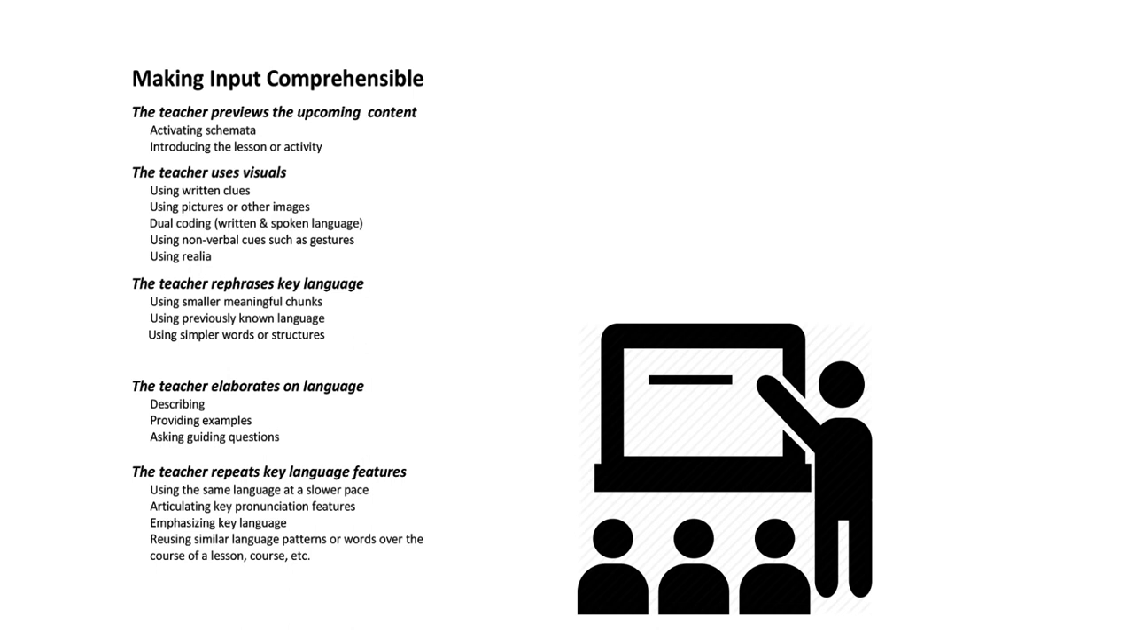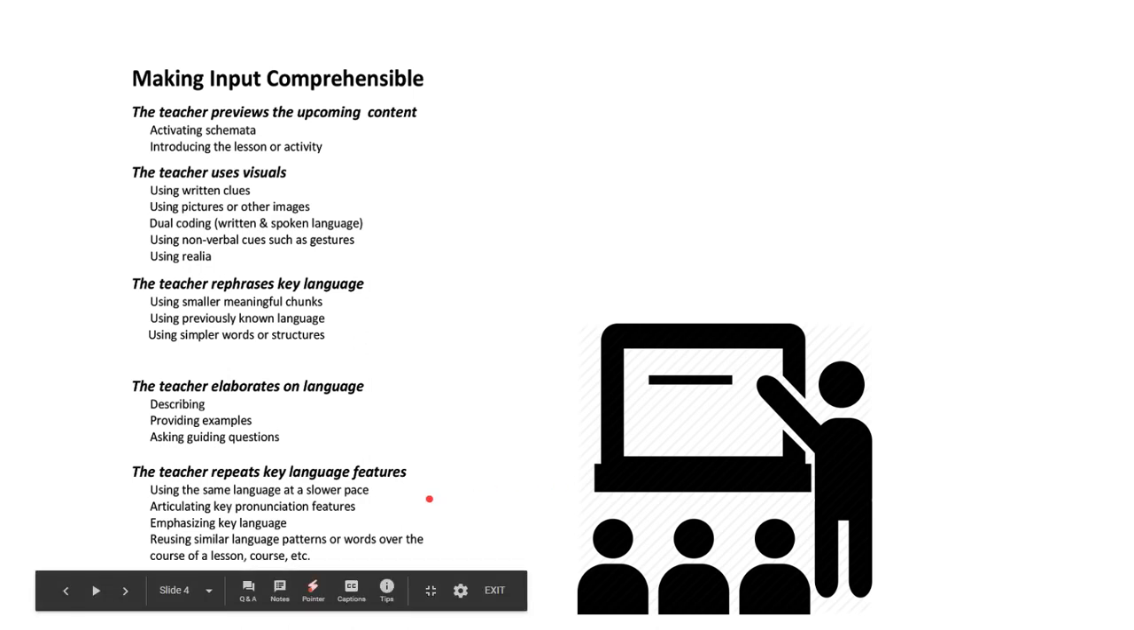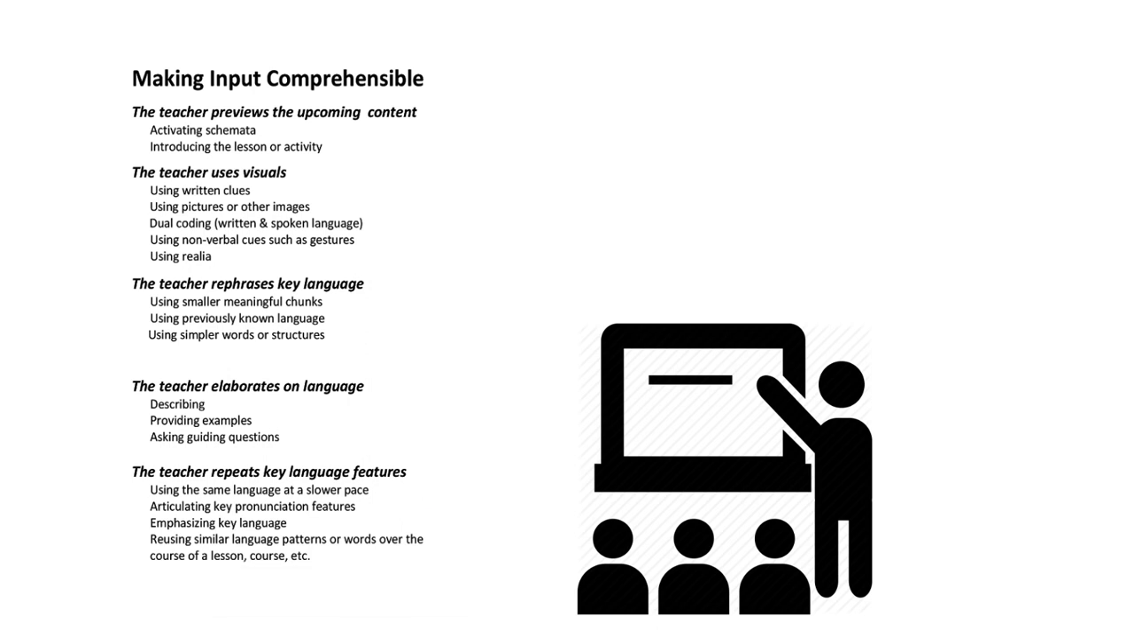Articulating key pronunciation features. Pronunciation features, not pronunciation, right? So again, we're emphasizing important things about pronunciation so they don't miss it, so it's more comprehensible. Emphasizing key language. So it's key language, it's important language, so we make sure that they can hear it.